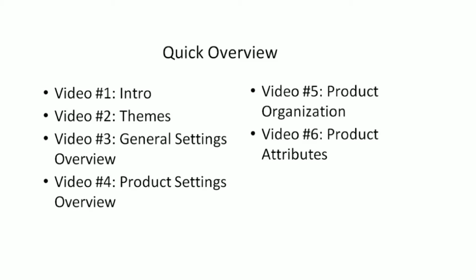Product attributes are basically like if you were to buy a skateboard and you want it in green, blue, purple, different colors, maybe different shapes, different wheels. That is what we call product attributes. And of course, in video number 7, we'll talk about expansion.